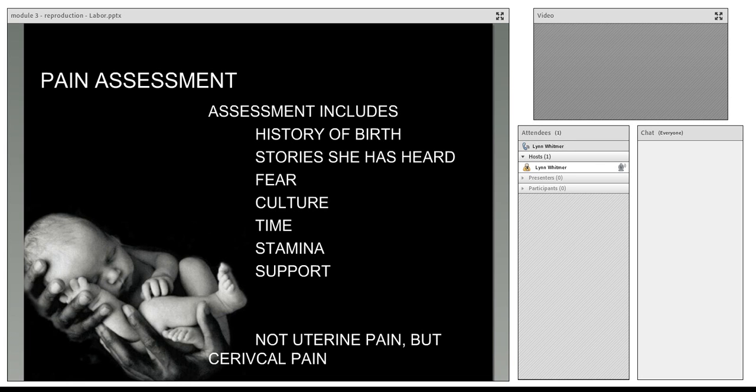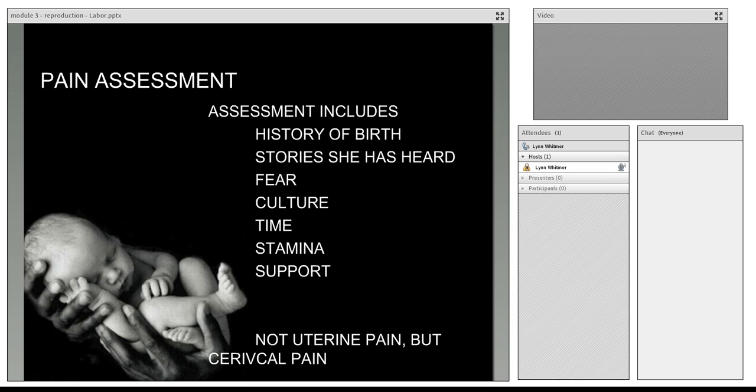What's her stamina? Is she fatigued? People who are more tired are going to have a lower pain threshold or have more expectation or perception of pain than someone who's well rested. And what's her support system? Someone who's alone has more need for pain medicine than someone who has people with her. And we've studied that and we've proven that with literature.